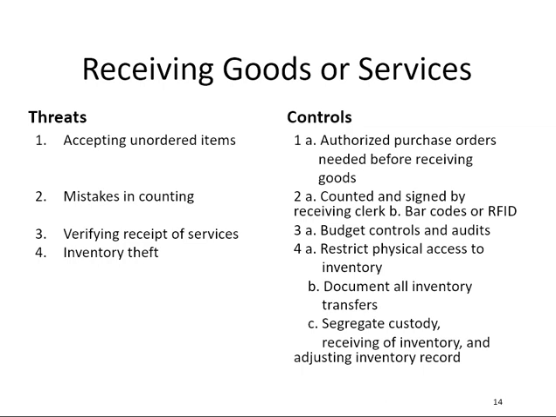Threats and controls. One of the threats in receiving goods is accepting unordered items. It could be a mistake from our side or from the supplier side. So what are the controls?